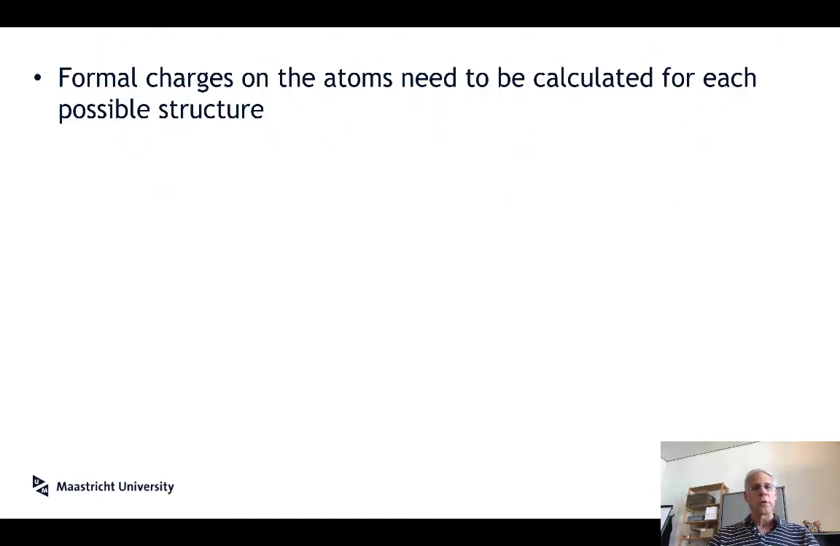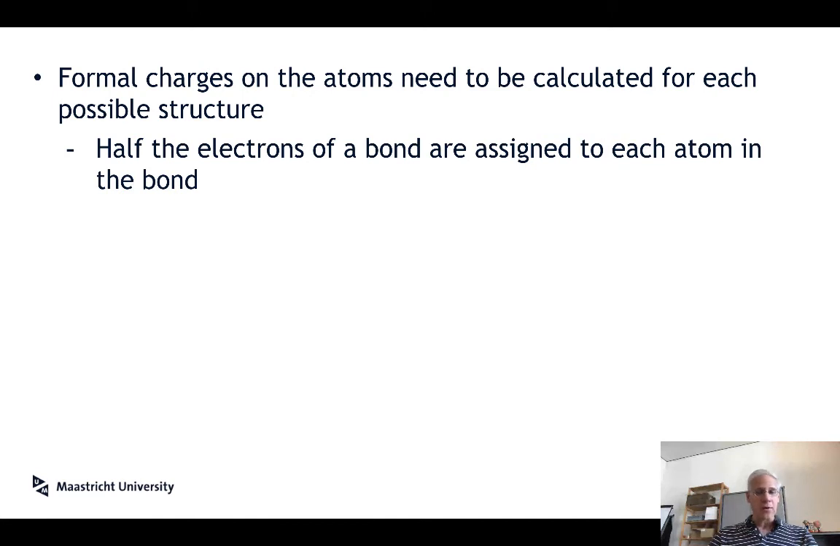So when we're doing formal charge calculations, we need to come up with all the different possible dot structures, and then we need to calculate the formal charge on each atom for each possible structure. Now, thankfully, the calculation for formal charge is very easy.